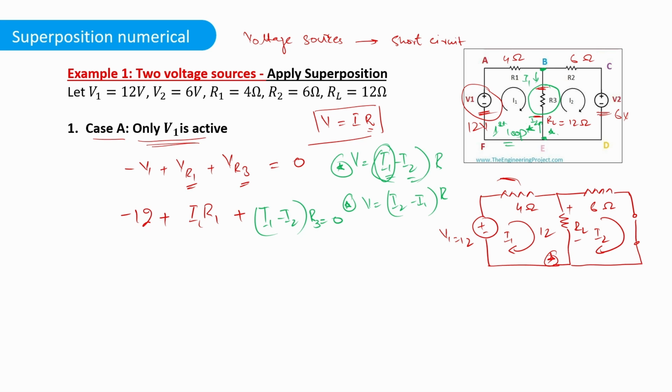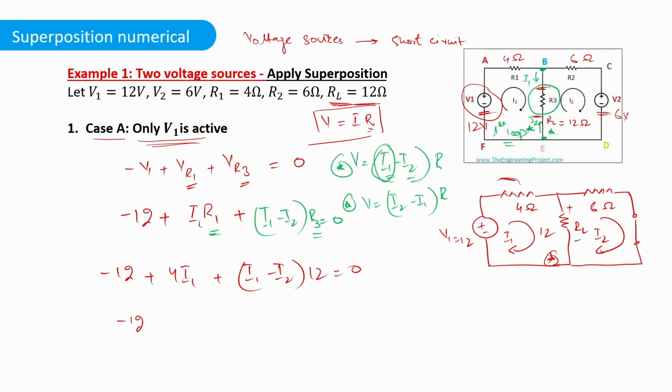Okay, now I have this Kirchhoff's voltage law, and I know the value of R1 and R3. I will simply substitute these values. So let's substitute the values of these resistances. So this becomes minus 12 plus, now R1 is 4, so this becomes 4I1 plus I1 minus I2. What is the value of R3? R3, which is actually load resistance, this is 12. This becomes equal to 0.